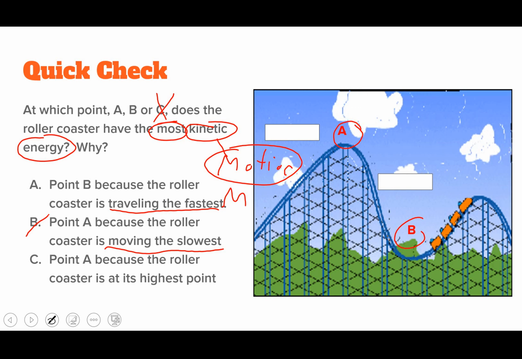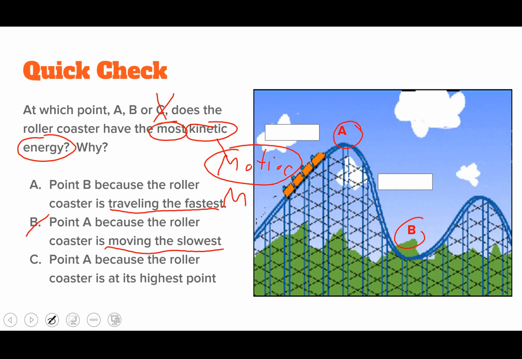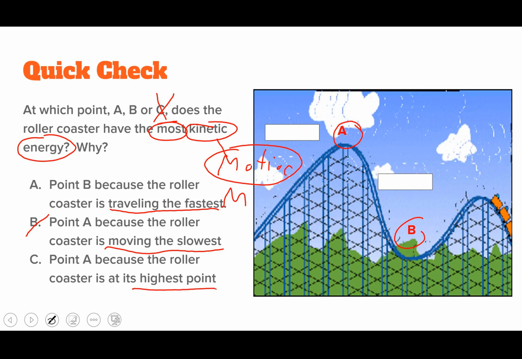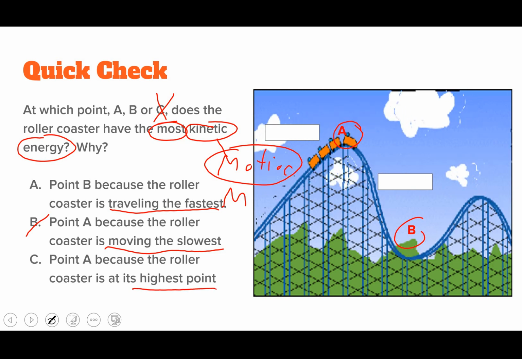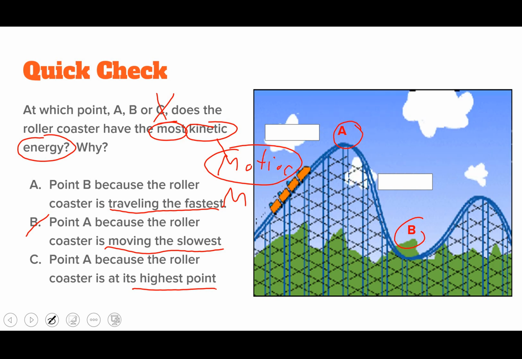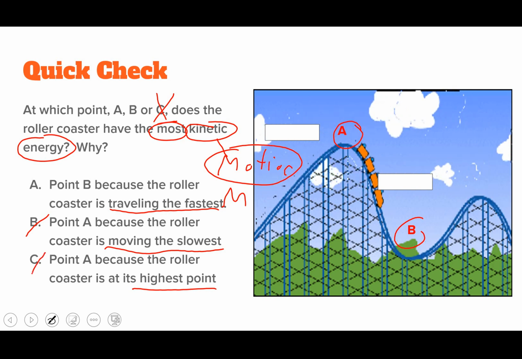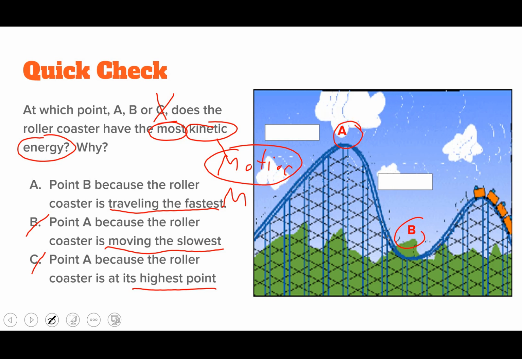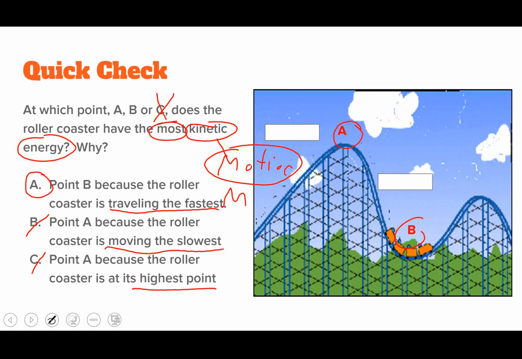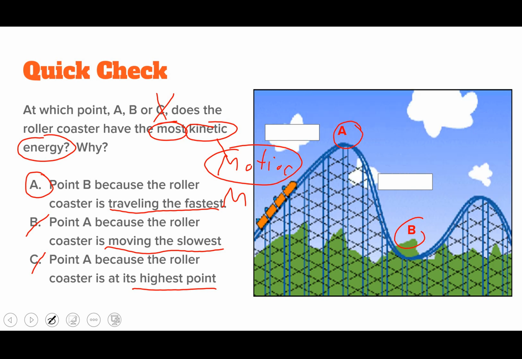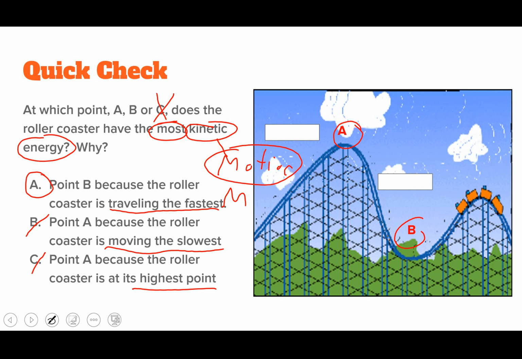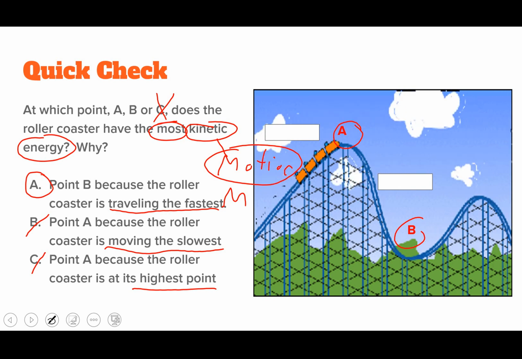Let's see, letter C, point A, because the roller coaster is at its highest point. Well, the highest point had to do with the gravitational potential energy. Does that have to do with the amount of kinetic energy? No. So A. Point B, because the roller coaster is traveling the fastest. Remember, if it's moving fast, it has a lot of kinetic energy. If it's moving slow, it has a little bit of kinetic energy. If it's not moving at all, it has no kinetic energy.